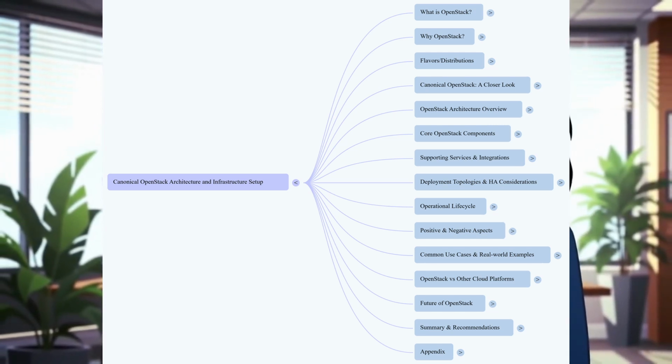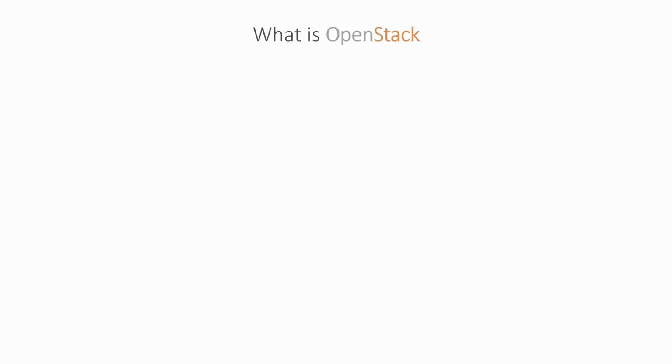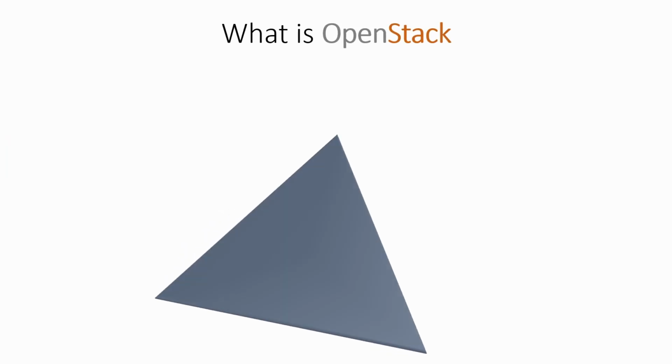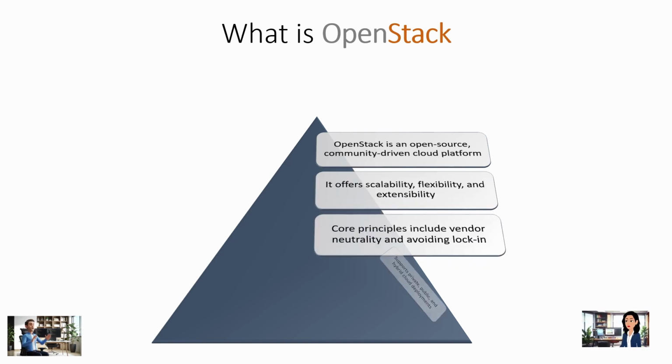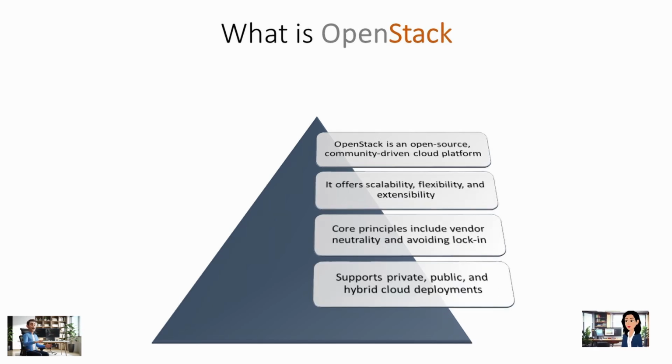Okay, let's unpack this then. So in simple terms, maybe starting there, what is OpenStack? Okay. So at its core, OpenStack is basically an open source platform. It's for building and running clouds. Open source, okay. Yeah, and it actually started back in 2010. It was a collaboration between NASA and Rackspace. NASA, interesting. Yeah, they wanted a more open approach to cloud computing.